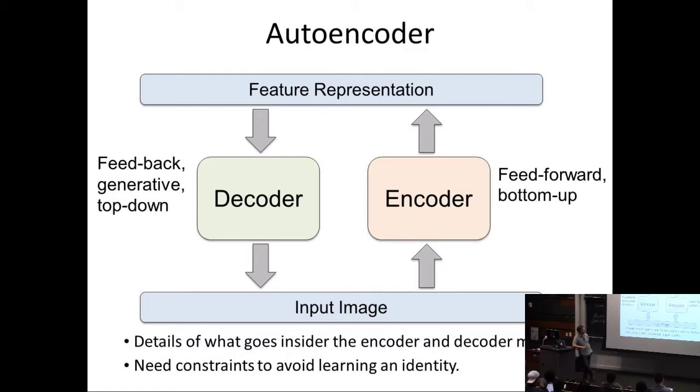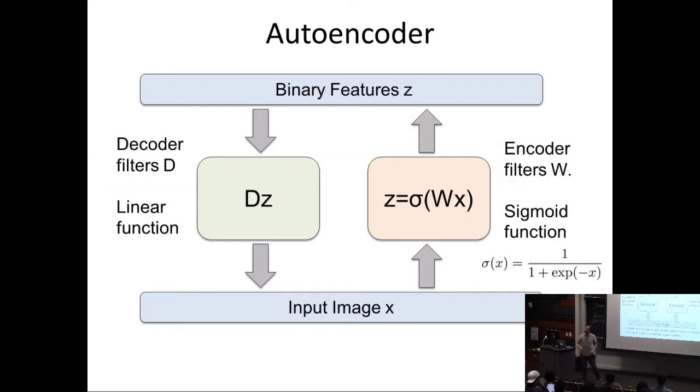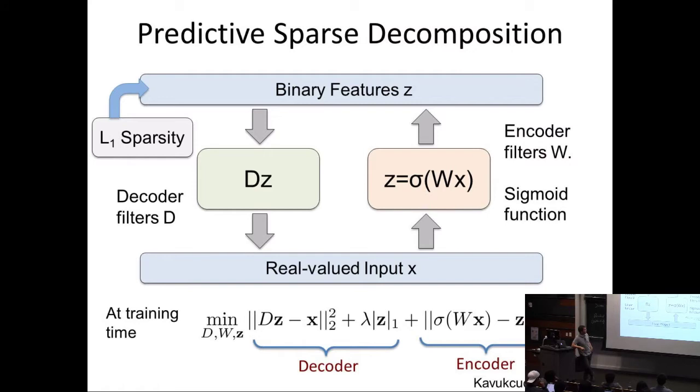Now, the details of what goes inside each different algorithm matter, right? Whether you're looking at RBMs, autoencoders, sparse autoencoders, denoising autoencoders, or sparse coding models, all of these models kind of fall into the same architecture. And exactly what goes inside is what differentiates these algorithms.